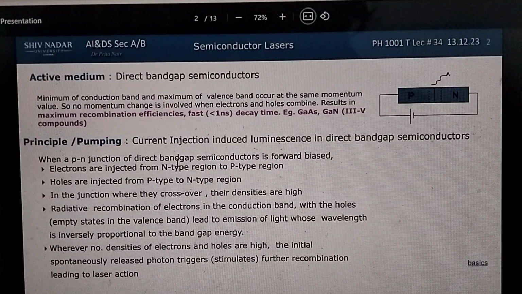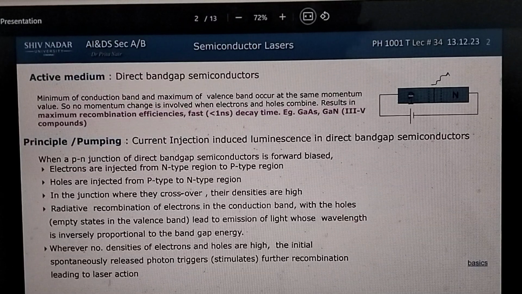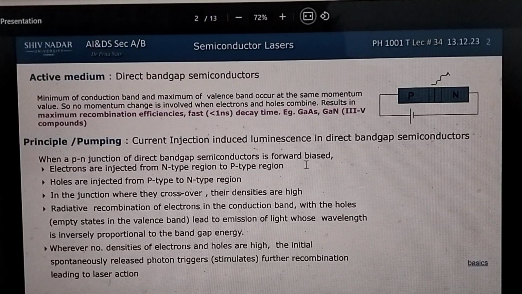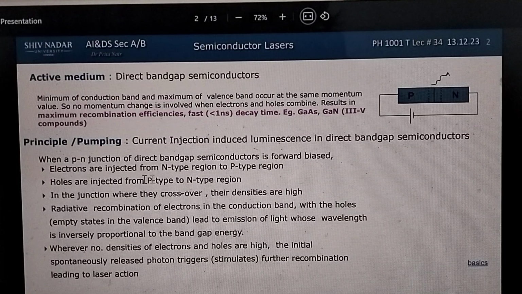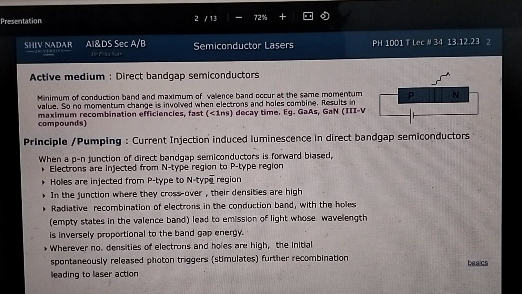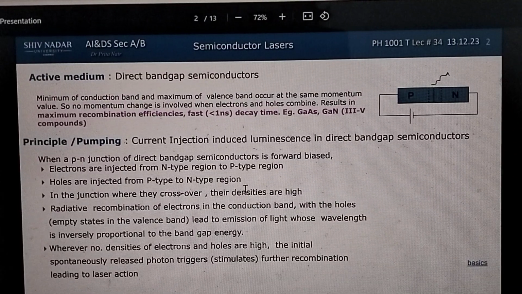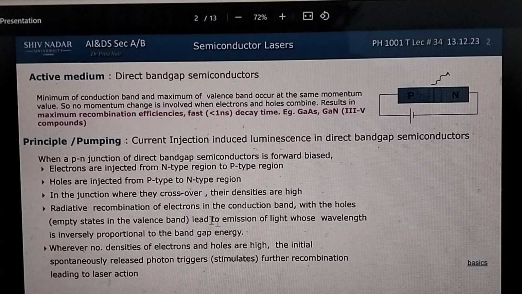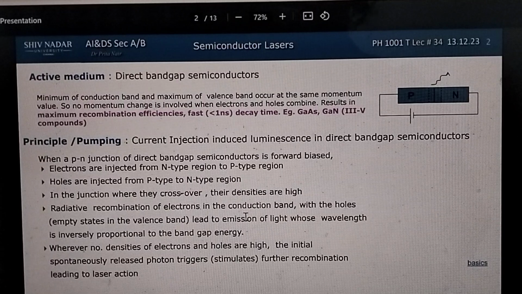When you have a PN junction, the P region and the N region, remember P region generally has a lot of holes, N region has a lot of electrons, and when you provide forward biased current, electrons from the N type move into the P type, holes from the P type move into the N type. The junction region, the junction of P and N, where they cross over, you have both a large number of electrons as well as a large number of holes. And in this location, radiative recombination of electrons in the conduction band with holes in the valence band happens.